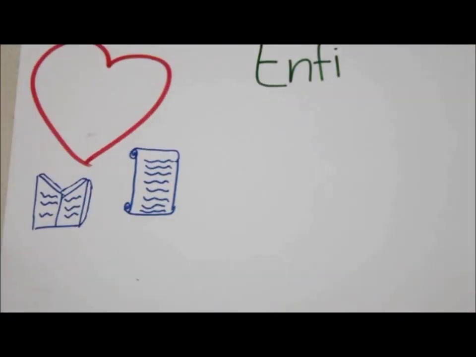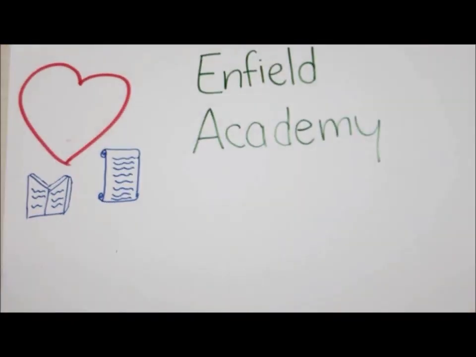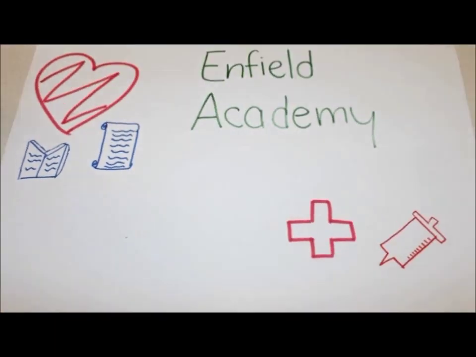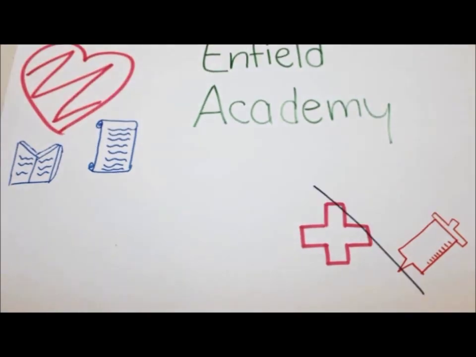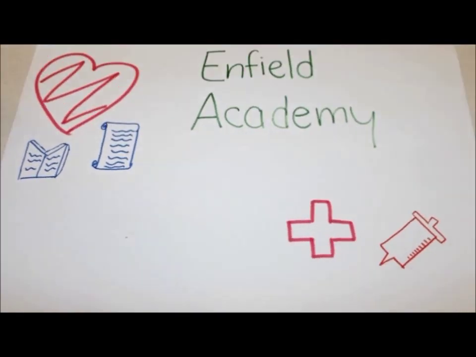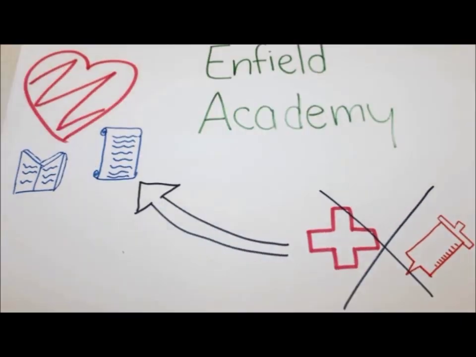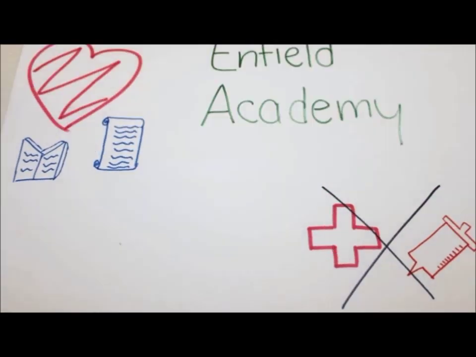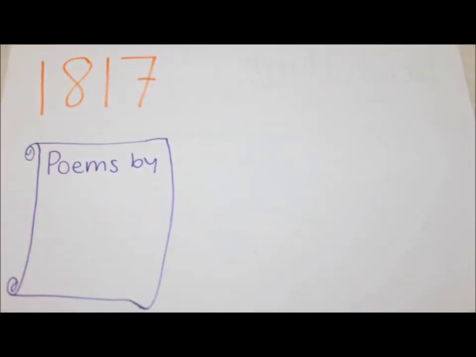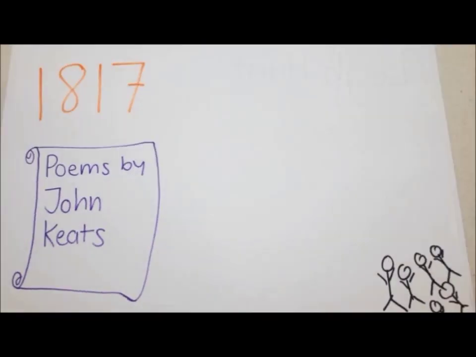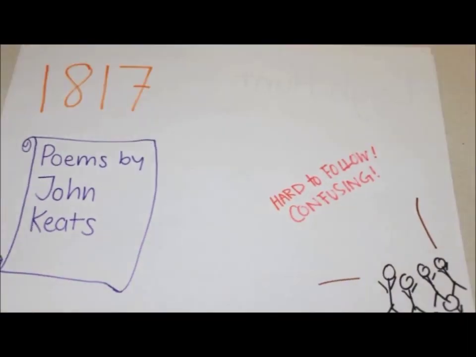He attended Enfield Academy, where his interest was encouraged. When he turned 15, his guardian sent him off to study medicine, and eventually he studied in a London hospital. In 1816, John Keats got his license in apothecary, but decided not to practice it anymore, and instead wrote poetry. Eventually in 1817, John Keats published his first volume of poetry, Poems by John Keats.